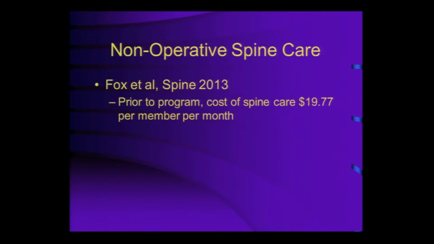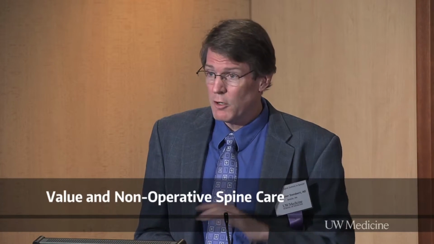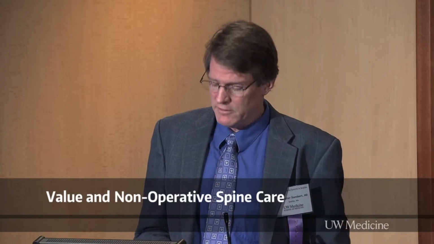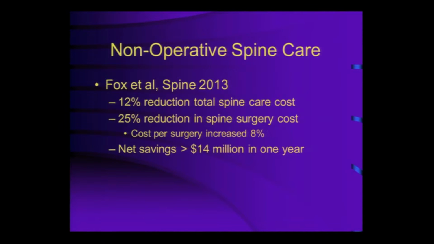When they translated this to money, prior to the program, they were spending $19.77 per member per month on spine care, of which almost $10 was for surgical cost alone. This is per member across their entire population. Again, this is a population-based approach. After the program, it went down to $17.37 per member and $7.29 for surgery. What does this translate to? 12% reduction in total spine care cost, 25% reduction in surgery cost, even though the individual surgeries went up, and it saved them a lot of money, more than $14 million in 1 year for doing this.